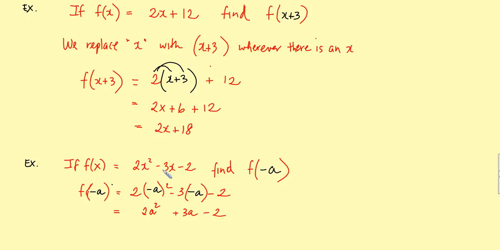And now, if I wanted to do f of x equals 2x squared minus 3x minus 2, and I wanted to find what f at negative a is, all that means is that wherever there's an x, I will replace it with negative a. So f at negative a is going to equal 2 times negative a squared minus 3 times negative a minus 2, and then we just simplify from there so that we get 2a squared plus 3a minus 2.